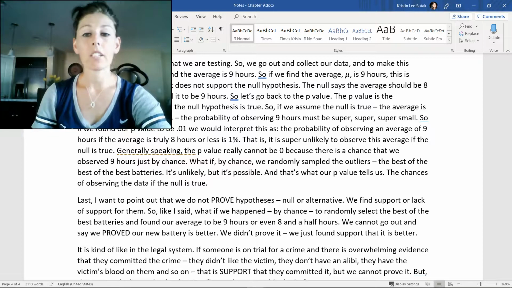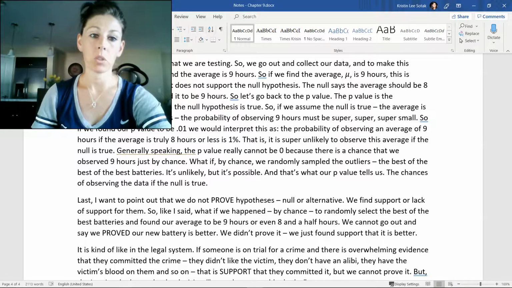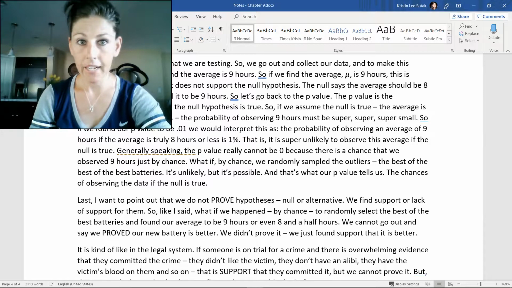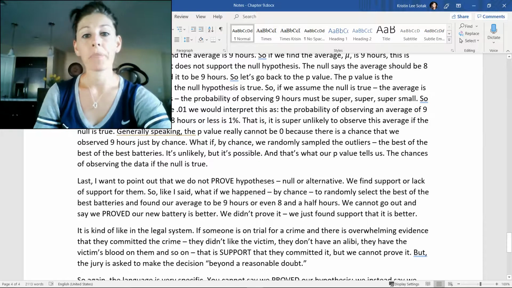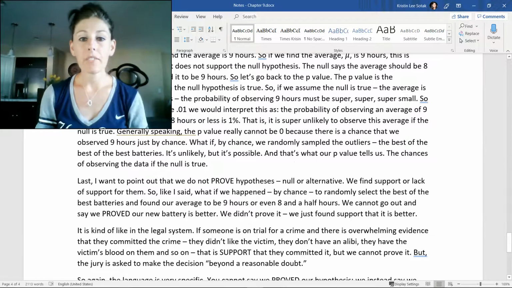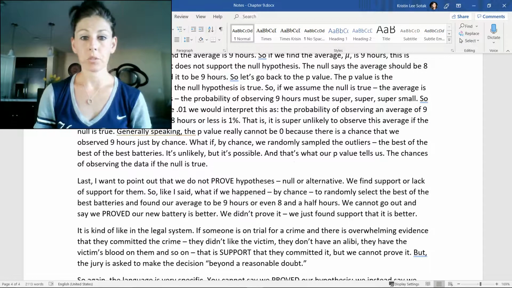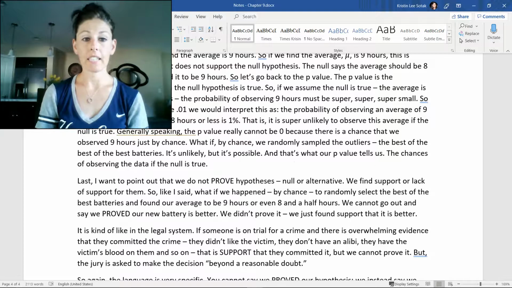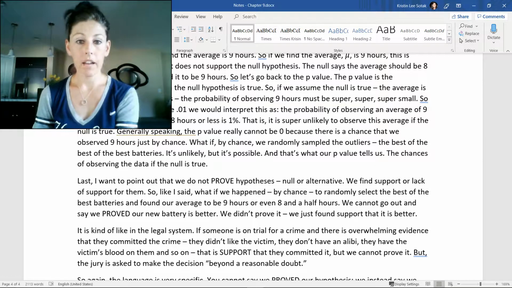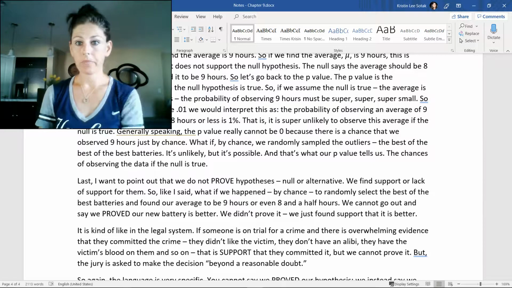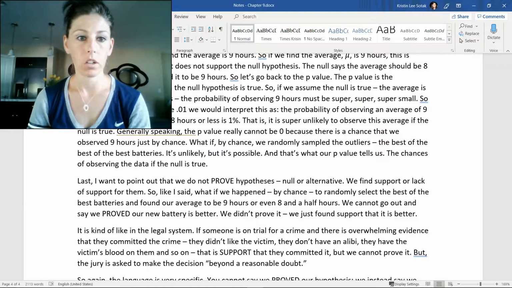Remember, the null says the average should be 8 hours or less. But we just found it to be 9 hours on average. So let's go back to the p-value. The p-value is the probability of the data given the null is true. So if we assume the null is true, that the battery lasts 8 hours or less, the probability that we would observe batteries lasting on average 9 hours has got to be super, super small, right?